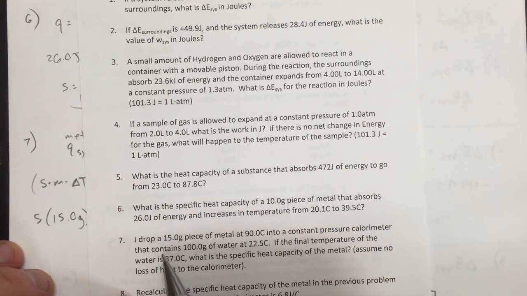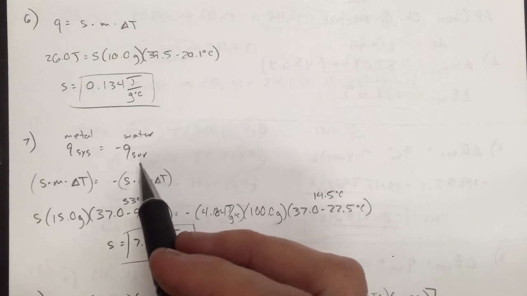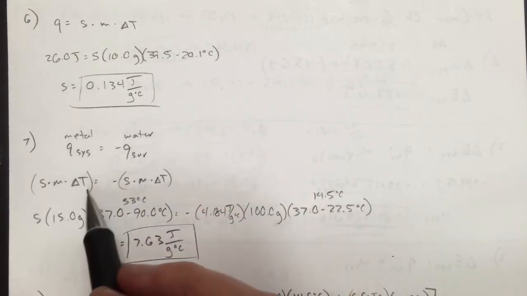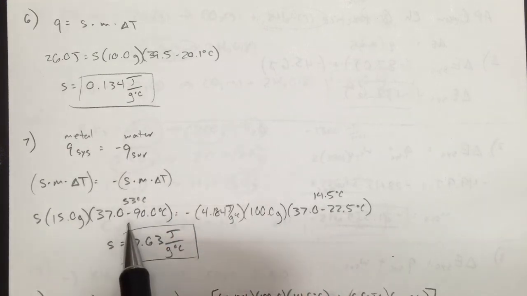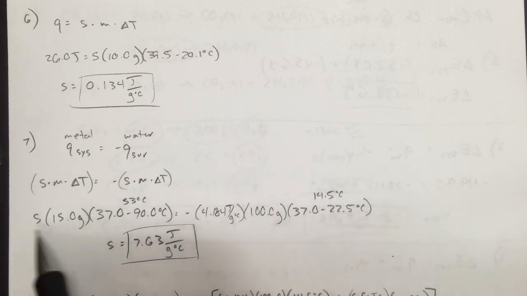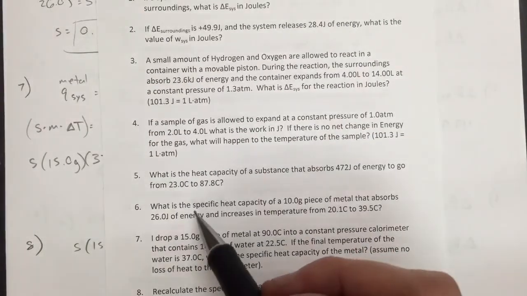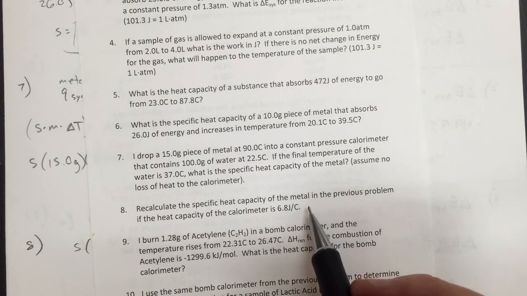Number 7, I drop a 15-gram piece of metal, blah, blah, blah, calorimeter. So we define the metal as the system and the water as the surroundings. So we have S M delta T for the metal is equal to negative S M delta T for the water. And we know S and M and delta T for the metal, and we know S and M and delta T for the water, and we got a negative there, and when we substitute and simplify, we get an S of 7.63 joules per gram degree C, which is way higher than any metal should ever be, but whatever, it's just an example.